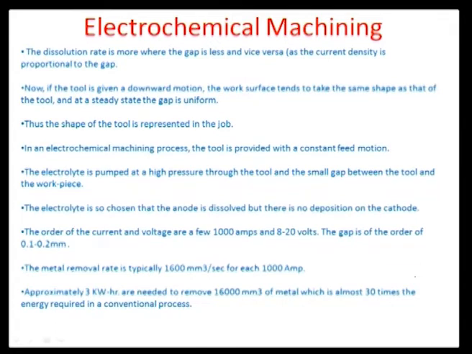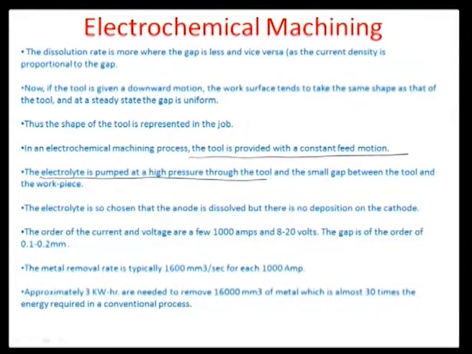So there are certain basic fundamentals about this electrochemical machining process. One of them is that the tool is provided with a constant feed motion, and as I already mentioned before, the whole idea is to be able to precipitate whatever comes out of the workpiece, the anode, and that precipitate can be circulated outside the work zone by means of the electrolyte, which is a flowing or moving electrolyte, and that way the debris removal would mean that machining would happen.